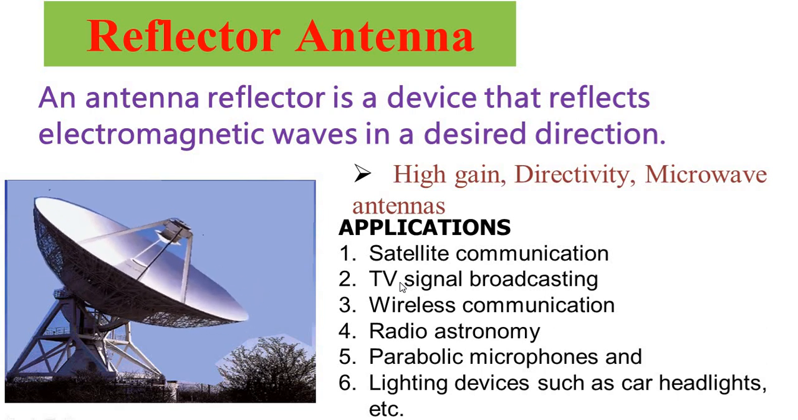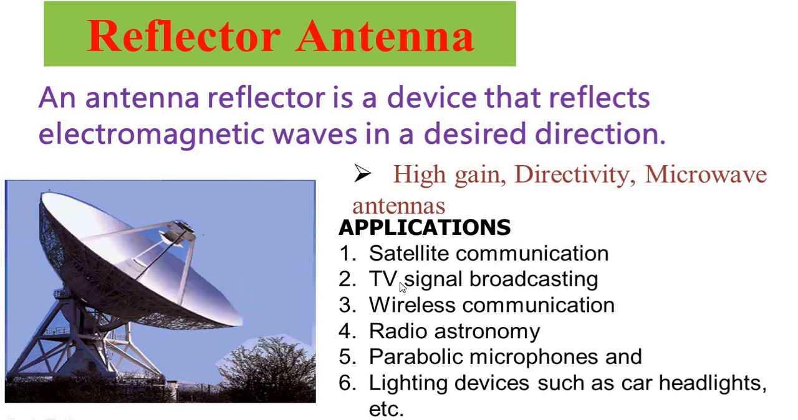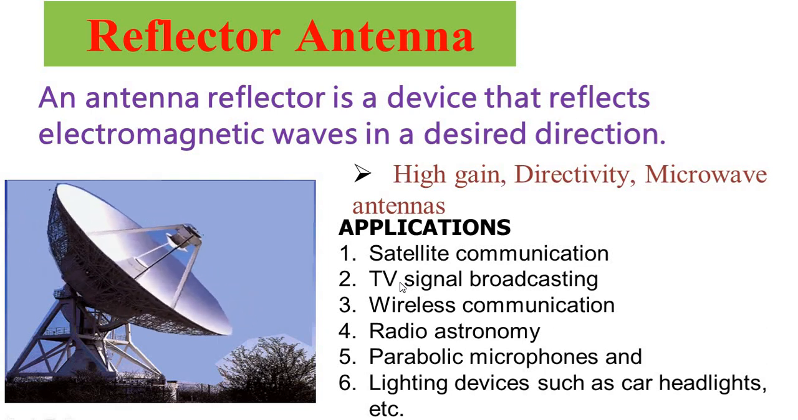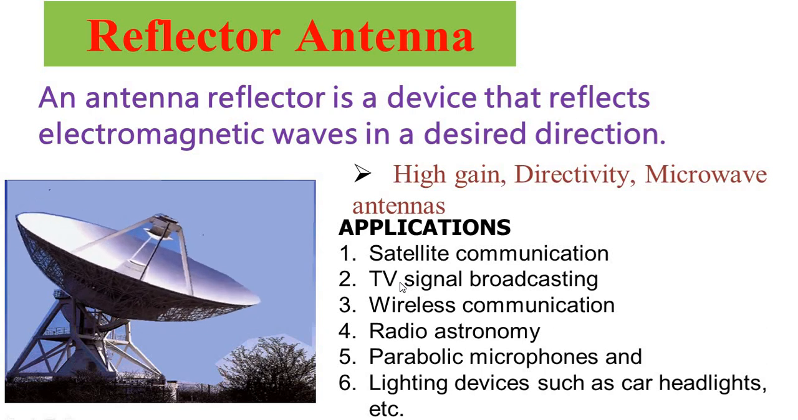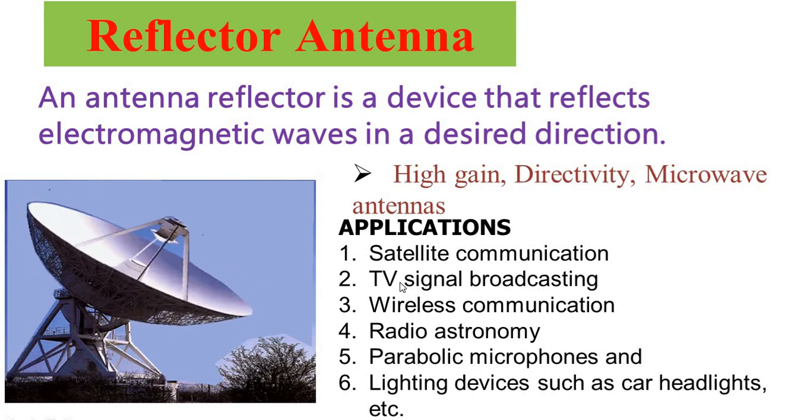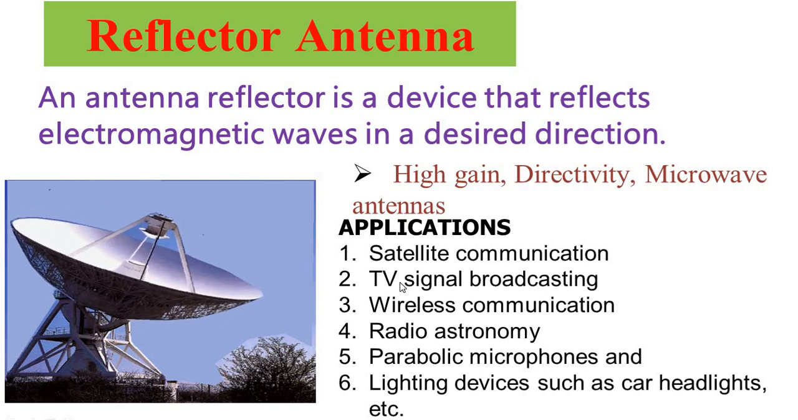So what do you mean by reflector antenna? An antenna reflector is a device that reflects electromagnetic waves in the desired directions. Okay, the reflector means it reflects and it's going to converge at a particular point. Why are these kinds of antennas used? They are used for high gain, directivity, and microwave antennas.